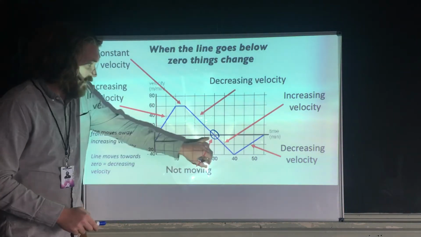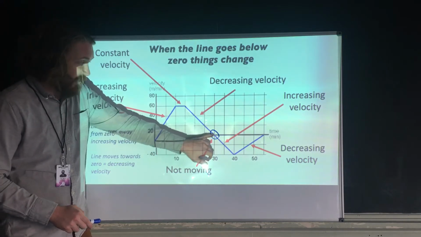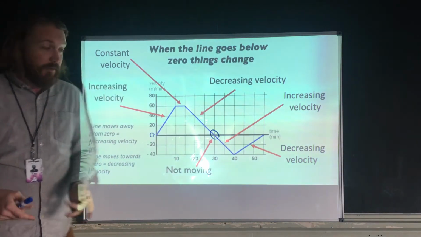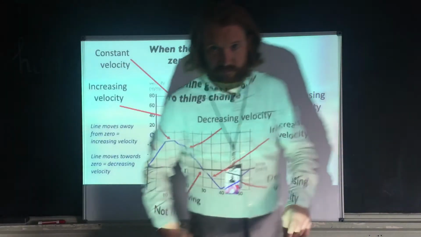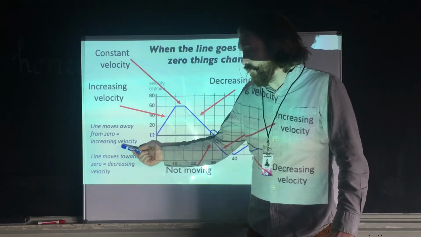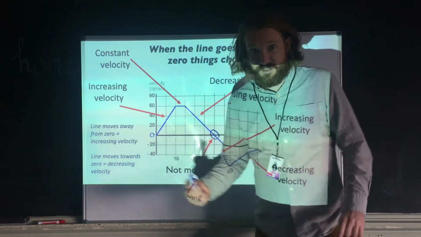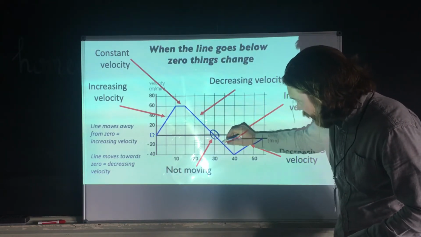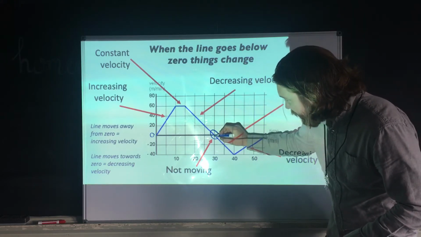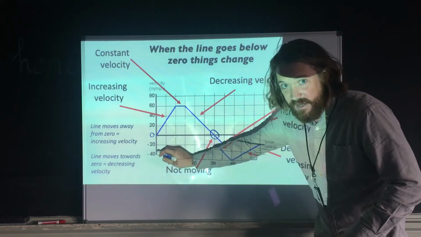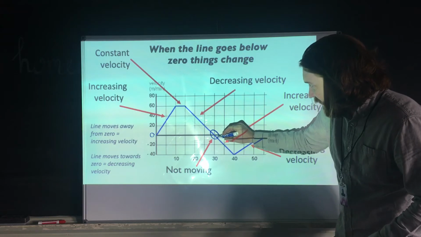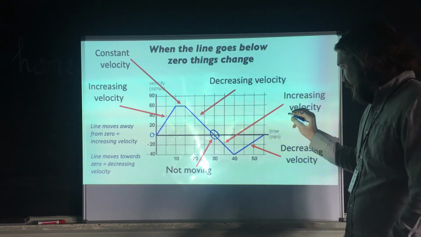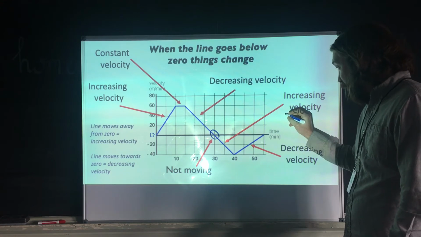When the velocity gets to 0, okay, that means that you are not moving. If your velocity is 0, you're stopped, okay? Now, here's what I mean that if the line moves away from 0, your velocity is increasing. Once we go past this 0 mark, here, this line is moving away from 0, okay? That means that here you have an increasing velocity, okay? Going backwards.